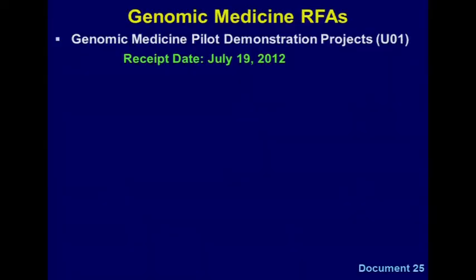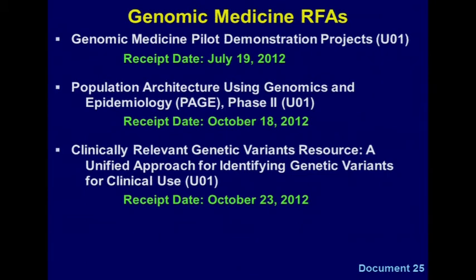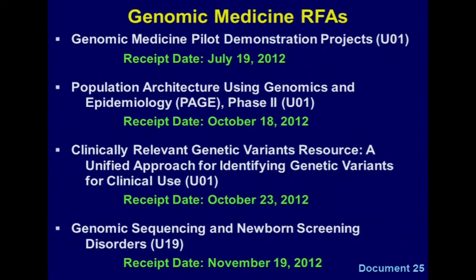Over the past few months, NHGRI has issued four RFAs in the area of genomic medicine that are worth highlighting. The Genomic Medicine Pilot Demonstration Projects RFA for Study Sites and Coordinating Center, which had a receipt date of July 19th. The Population Architecture Using Genomics and Epidemiology, PAGE Phase 2 RFA for Study Sites and Coordinating Center, which had a receipt date of October 18th. And the Clinically Relevant Genetic Variants Resource RFA, which had a receipt date of October 23rd. And finally, the Genomic Sequencing and Newborn Screening Disorders RFA, which is co-sponsored by NHGRI and NICHD and has a receipt date of November 19th.